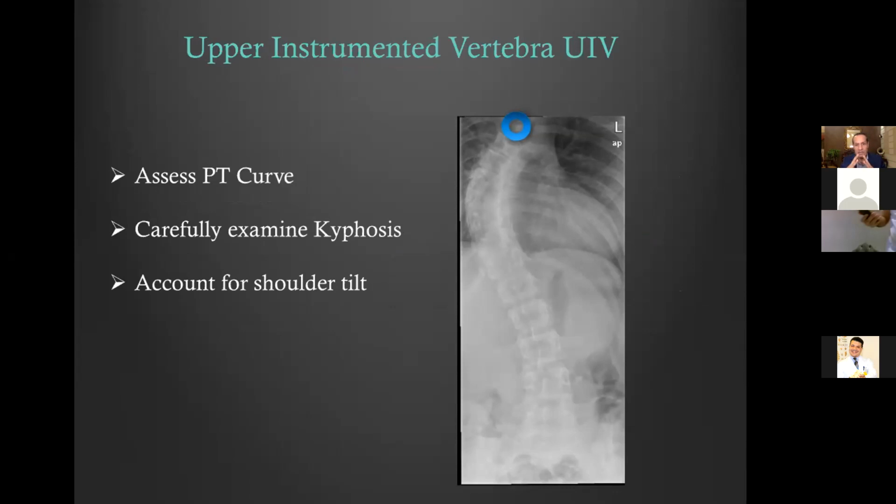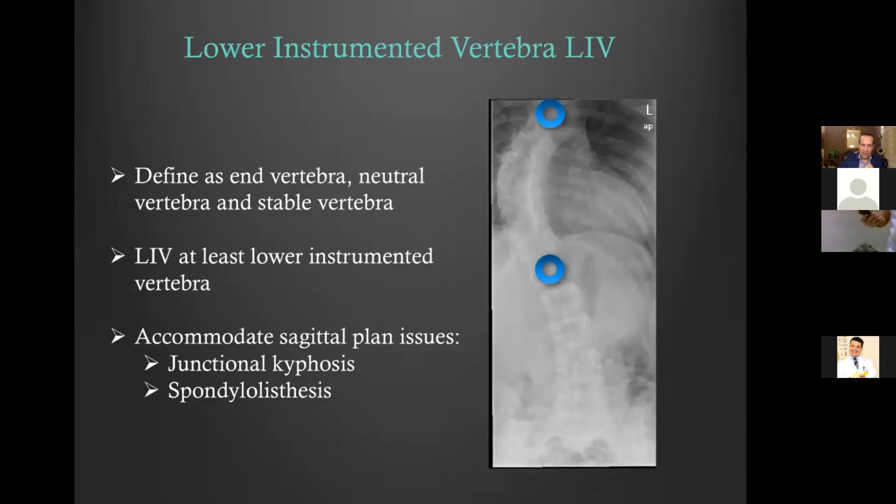If there is proximal thoracic kyphosis, you cannot stop at the apex, you have to go up. And also look at shoulder tilting, whether it is on the right or the left, and you can estimate exactly where the upper instrumented vertebra is.